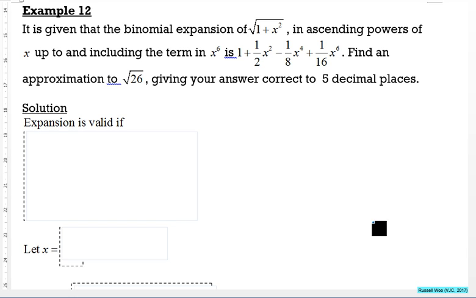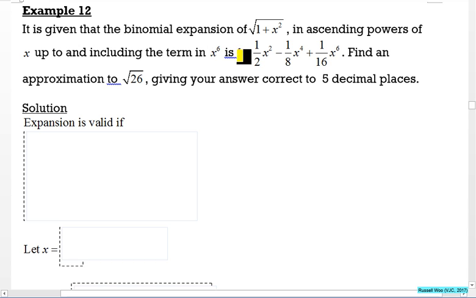Now, this is a bit different. They already gave you the answer of the expansion. Nothing to expand. The only thing they want to find out from you is to find an approximation to root 26. You don't have to do expansion. This is actually finding an estimation, an approximation to root 26, of course without using a calculator. If you use a calculator, it's not an approximation, you can actually find out how many decimal places.